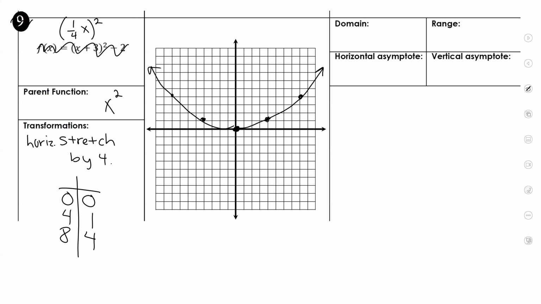These were the points you should have done. And if you add more points, you can also do -4. That will give you 1, and -8 will give you 4. If you plug those numbers in, you'll see. All right, I'm going to end it here.